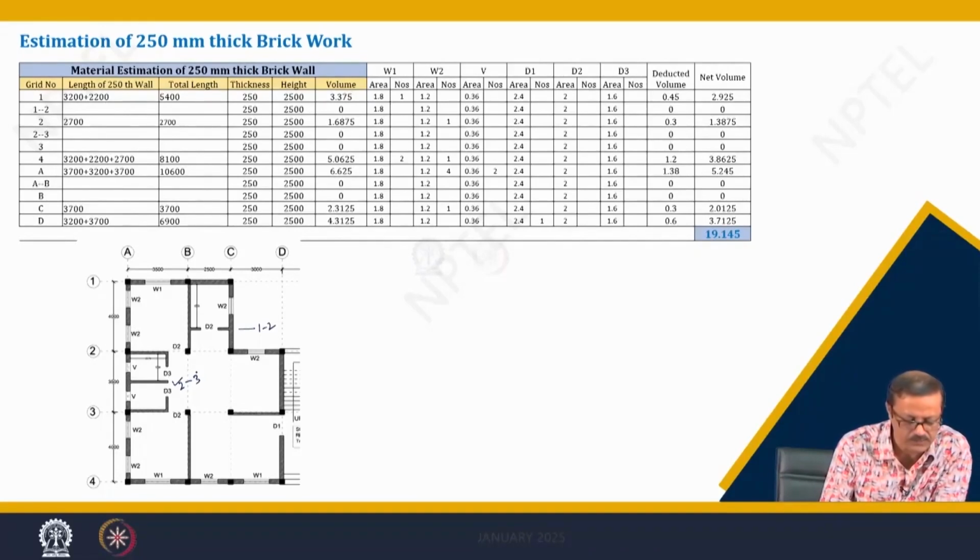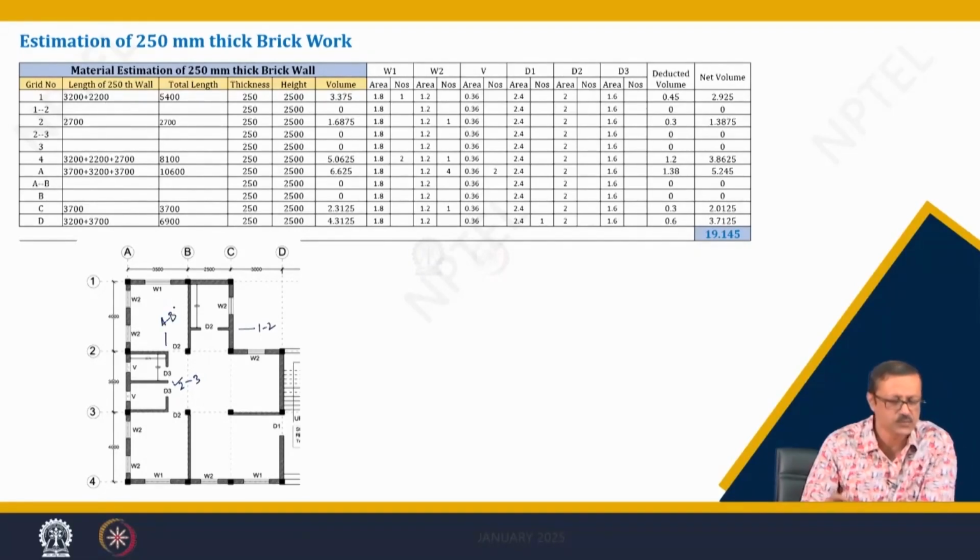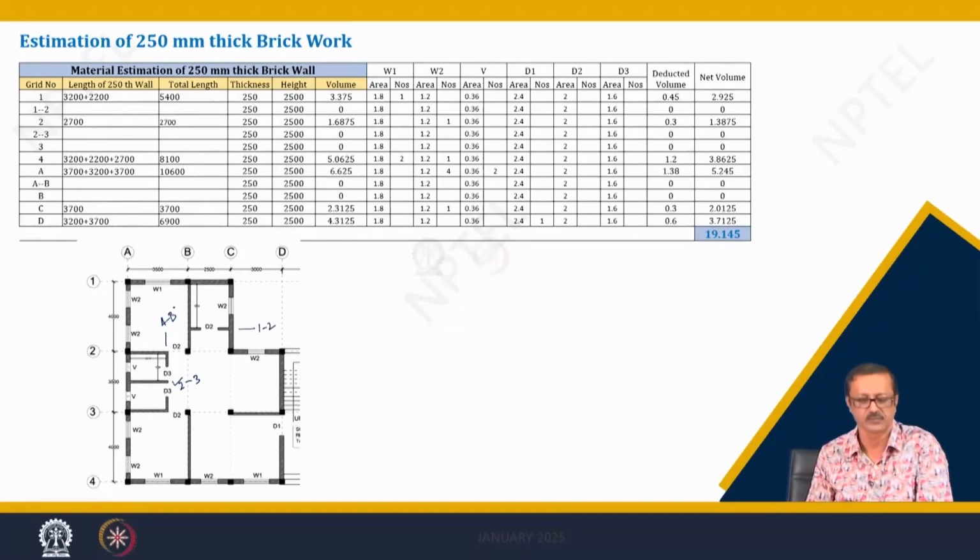Similarly, there is AB, this is AB. Like that, the way we do in our estimation, but this is for the 250 wall thickness brickwork, and I have deducted the door and window from that, because we have to deduct that one. That is going to be a good volume. So, the net volume of the 250 wall is something like 19.145 cubic meter. So, that also has been done.